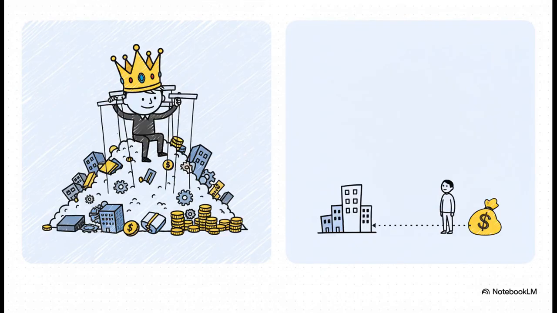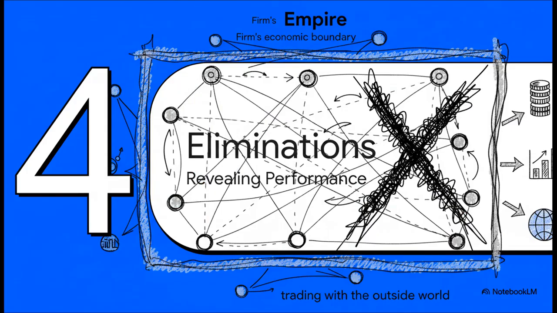This illustrates a really key asymmetry. The parent has full control over the group's strategy and resources. The NCI, on the other hand, has zero control, but it retains a direct claim on the net assets of its specific subsidiary. And that distinction is absolutely critical for understanding risk, cash flow rights, and all the different incentives within the consolidated group.